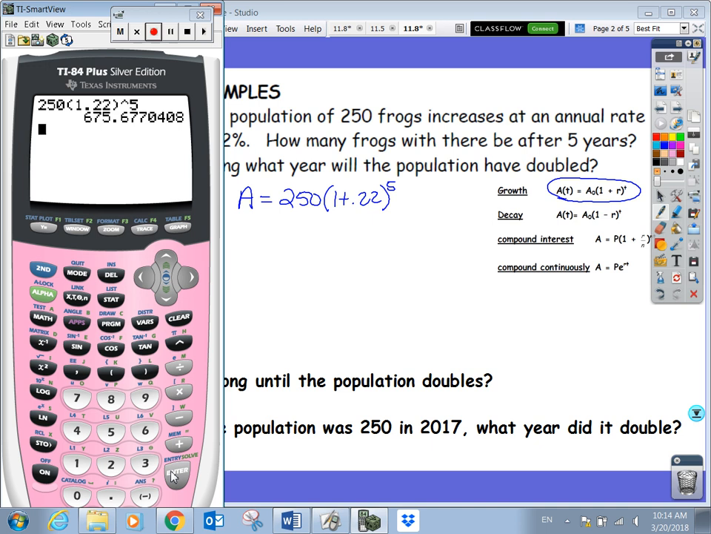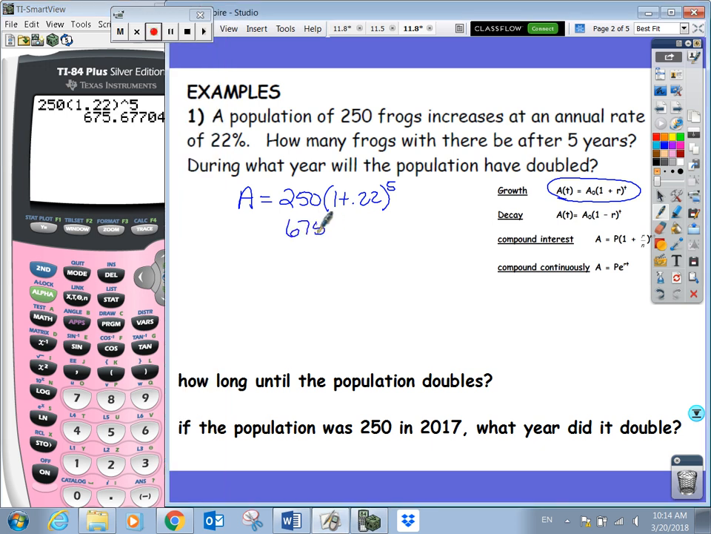Now, what you have to know about this, you can't have 675.677 frogs. Okay, you can't have that many people, chairs, objects. When it is something, you have to truncate. That means you completely ignore the decimal. That 0.6 doesn't raise the next frog. 0.6 of a frog doesn't make you have 676 frogs. You have 675 frogs. And we've talked about that before this year. So you have to know when to truncate.